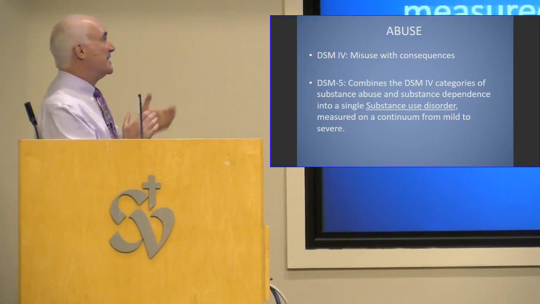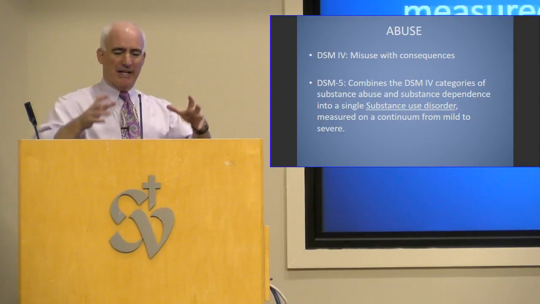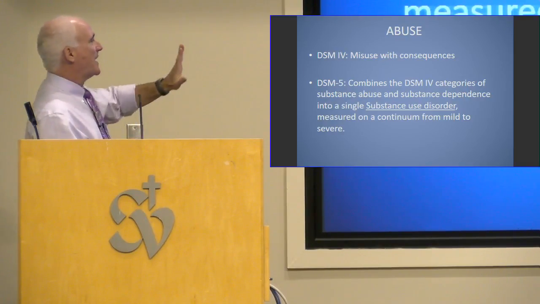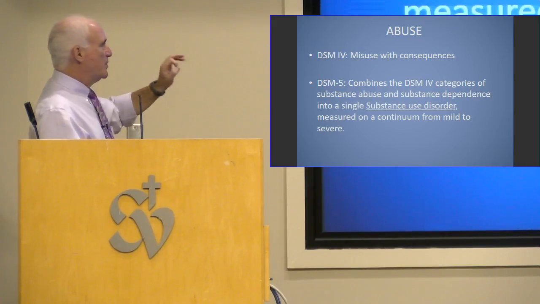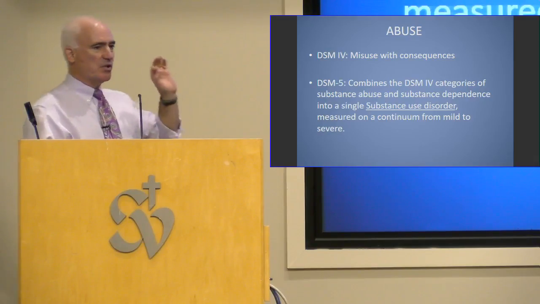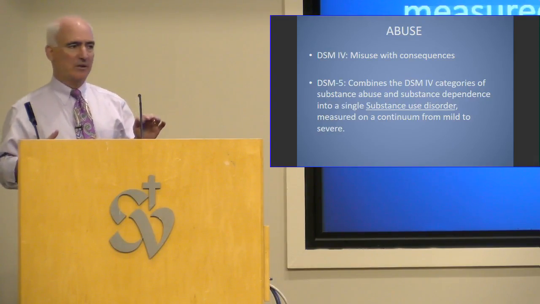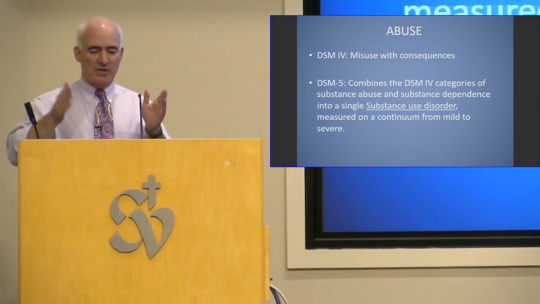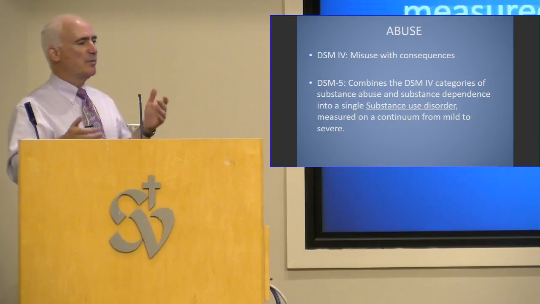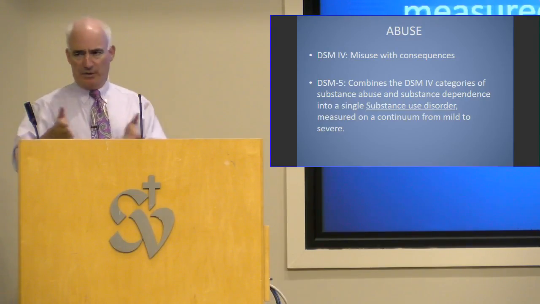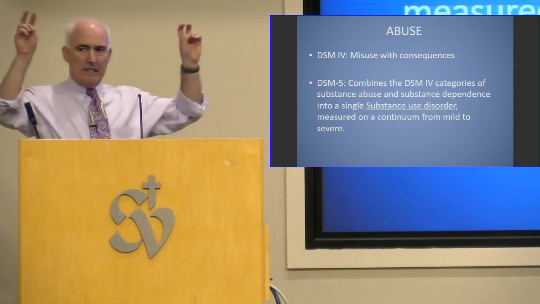The DSM-5, on the other hand, says, okay, we need to work with this a little bit. They combine the DSM-4 category of substance abuse and substance dependence into a single, now what you'll see is substance use disorder. And that's seen in a lot of pain literature now. They'll talk about rates of SUD, substance use disorder. It's measured on a continuum, from mild to severe. So that's what you're going to see a lot of in the literature, this SUD definition.